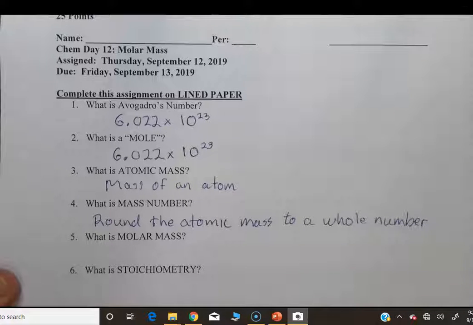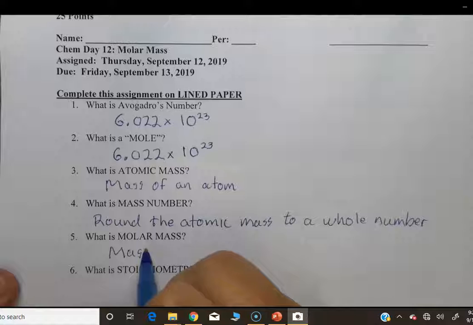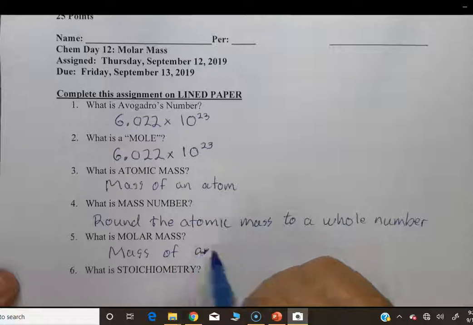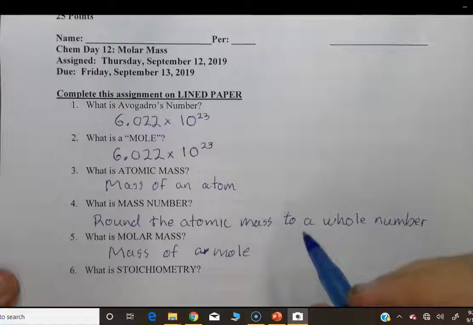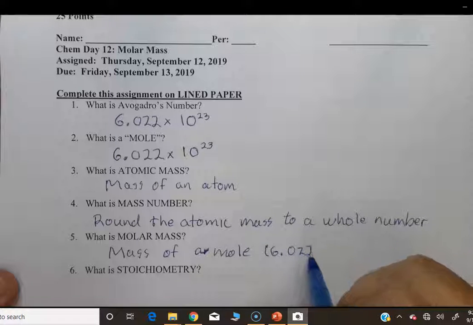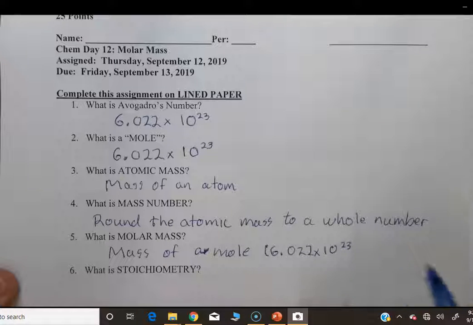What is molar mass? Okay. Well, atomic mass is the mass of an atom. Molar mass is the mass of a mole of atoms or molecules or whatever it is you're talking about. So it's the mass of 6.022 times 10 to the 23rd of whatever the particle is you're talking about.